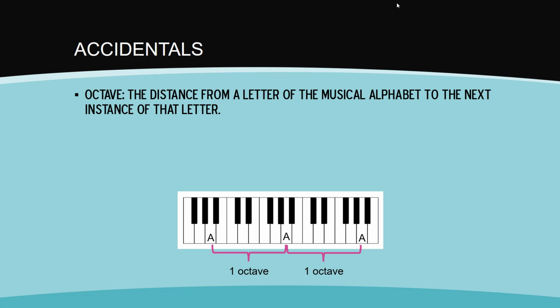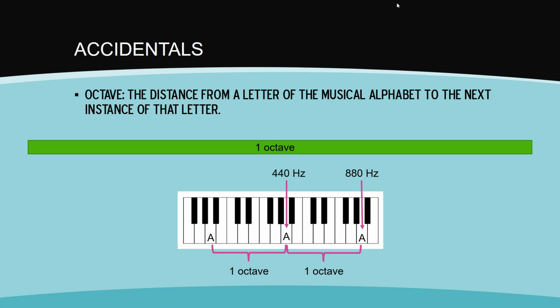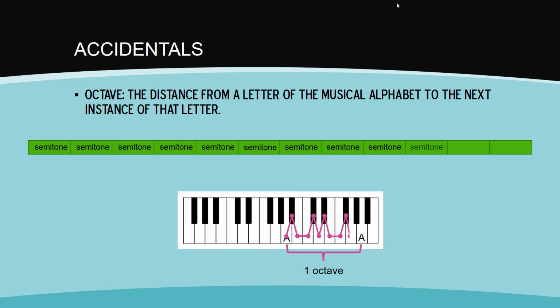For example, the frequency of the A above middle C is 440 Hz. The frequency of the A one octave higher is 880 Hz. In equal temperament, the octave is divided into 12 equal semitones. There is an approximate difference of about 6% in the frequency of any two adjacent chromatic pitches.